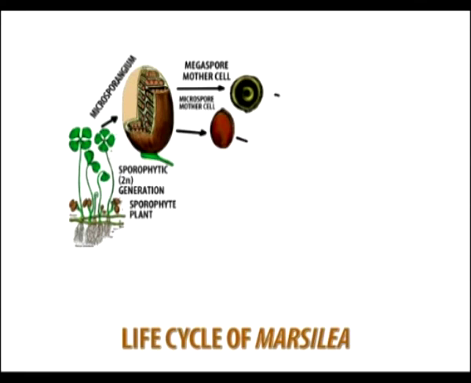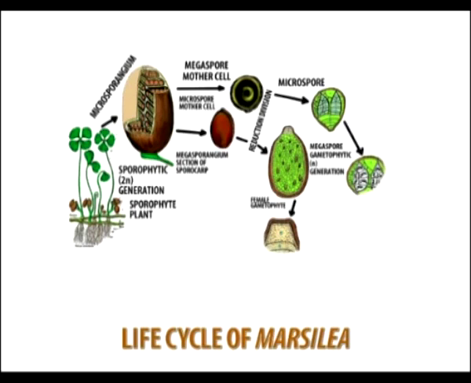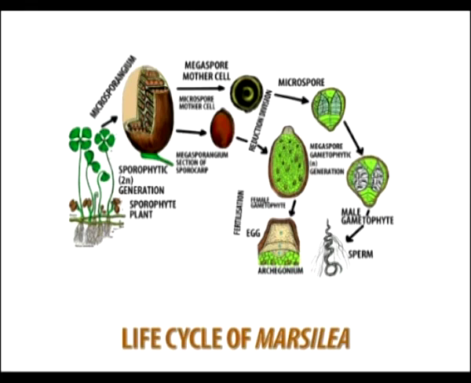The microspores and megaspores germinate separately to produce male and female gametophytes. They bear antheridia and archegonia, which produce antherozoids and egg respectively. The fertilization of the male and female gametes gives rise to the embryo, which ultimately develops into the sporophyte. And thus once again starts its life cycle.